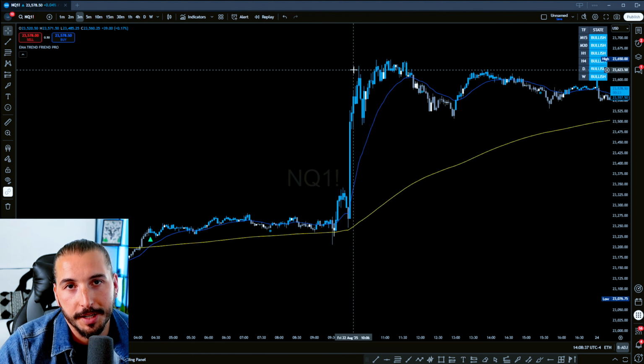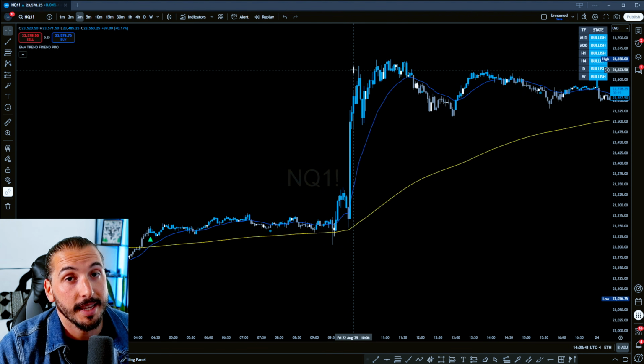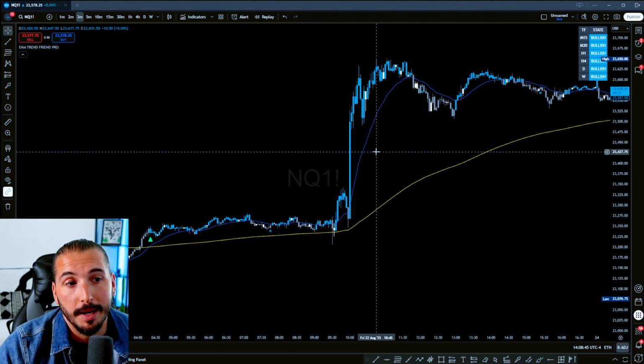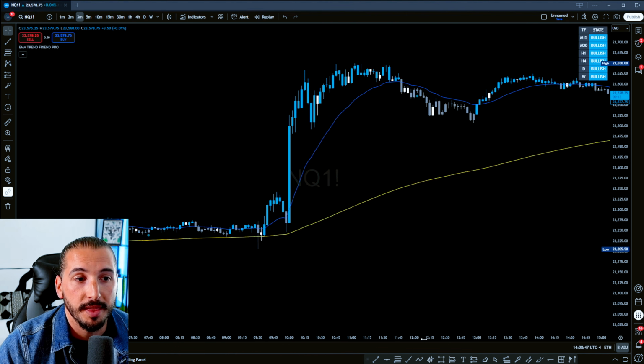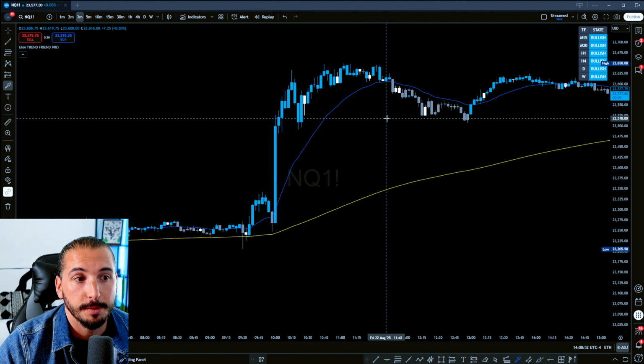So you shouldn't be trying to guess a top. If you're the type of person that guesses tops and bottoms, this indicator is going to really help you, because all the time you're seeing blue, you should be playing for bullish action. Now, how can we then get involved? We're looking for pullbacks. How do we identify these pullbacks?